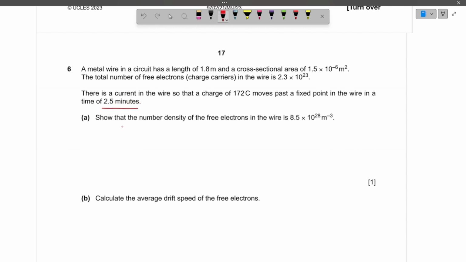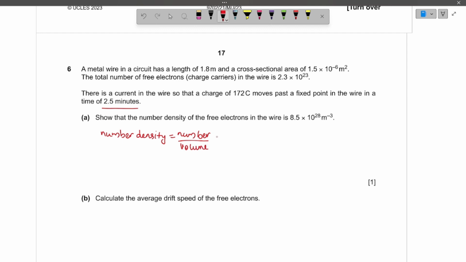Part A of this question is, show that the number density of the free electrons in the wire is 8.5 times 10 to the power 28 meter raised to minus 3. So you need to find the number density, right? Mass density is mass divided by volume. So number density is number divided by volume, the number of electrons divided by the volume.